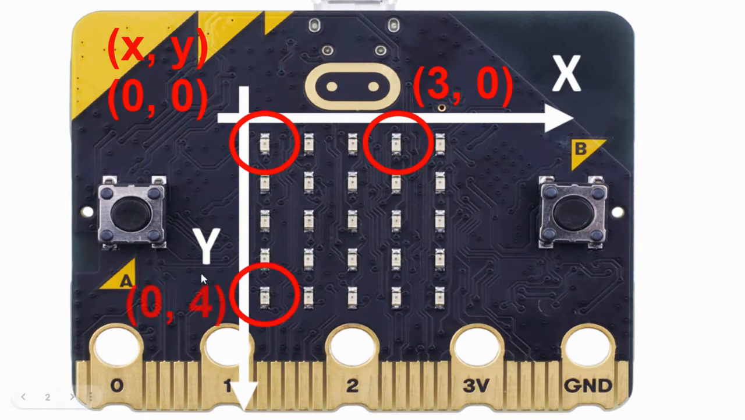What if I looked at this one? This one would be 0, 4 because the x value is 0 and the y value is 4. And this one, any guesses as to what this one's going to be? So 0, 1, 2, 3, 4. 0, 1, 2, 3. It's 4, 3. So that is how the coordinates of the LED work. And when you light up a particular LED, that is called a sprite. The LED that is lit up is called a sprite.